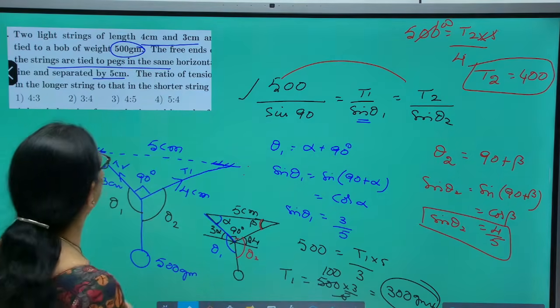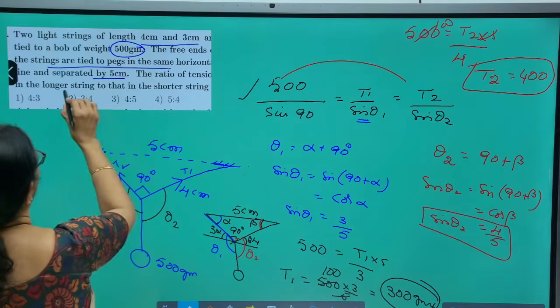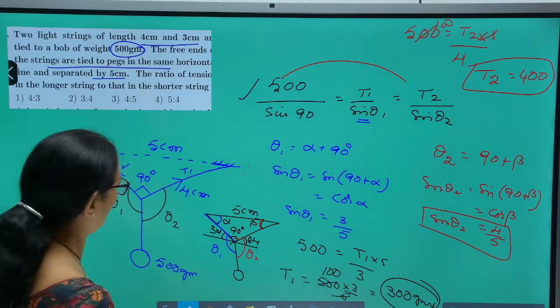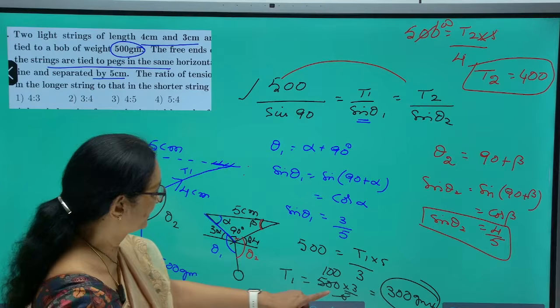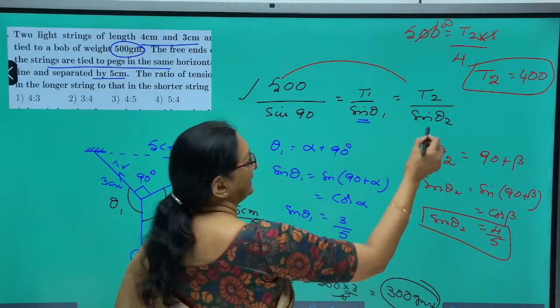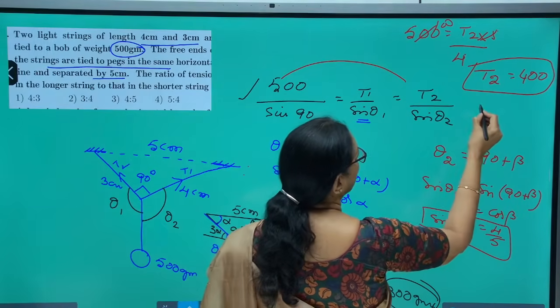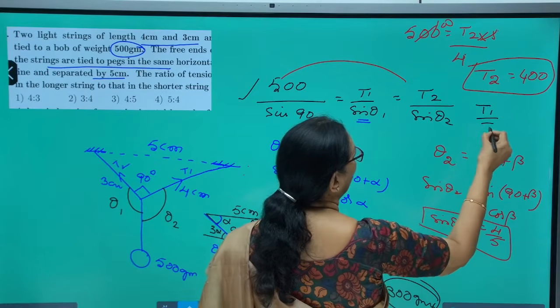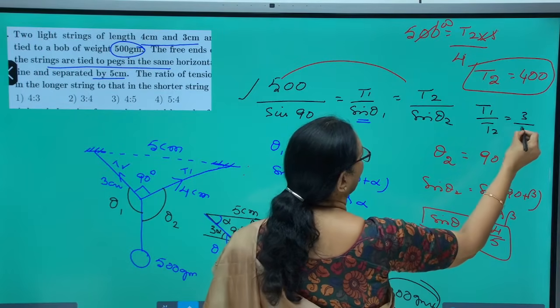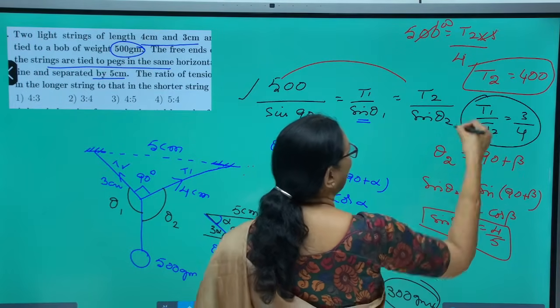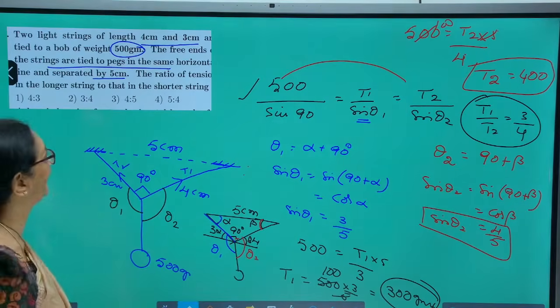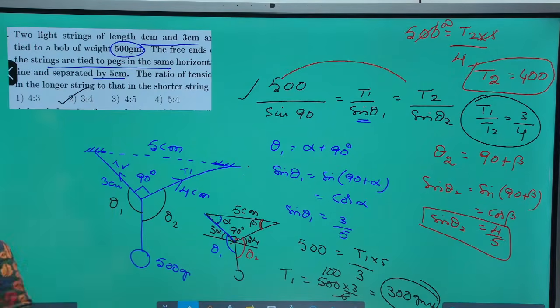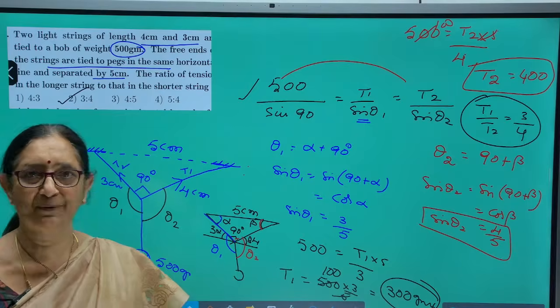What is asked here? What is the ratio of tension in the longer to shorter? Longer tension is taken as T1, shorter tension is taken as T2. So, T1 by T2 is equal to 300 by 400, that is 3:4. That is the correct answer for that problem.